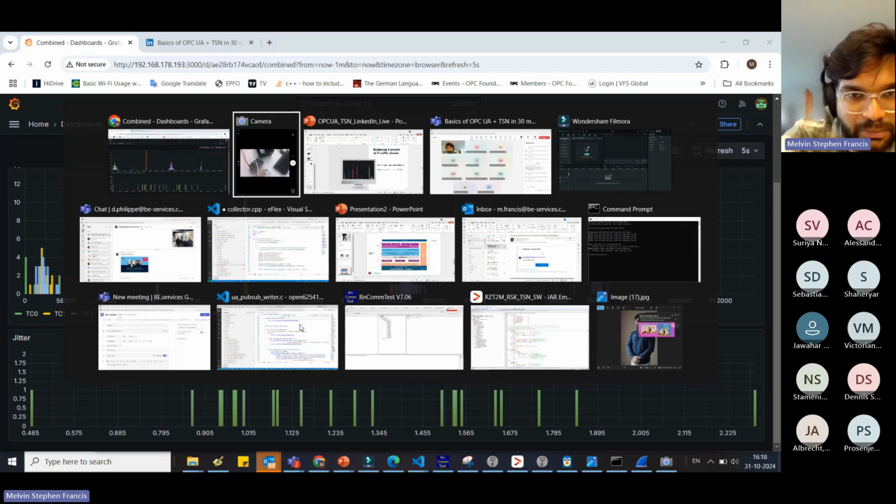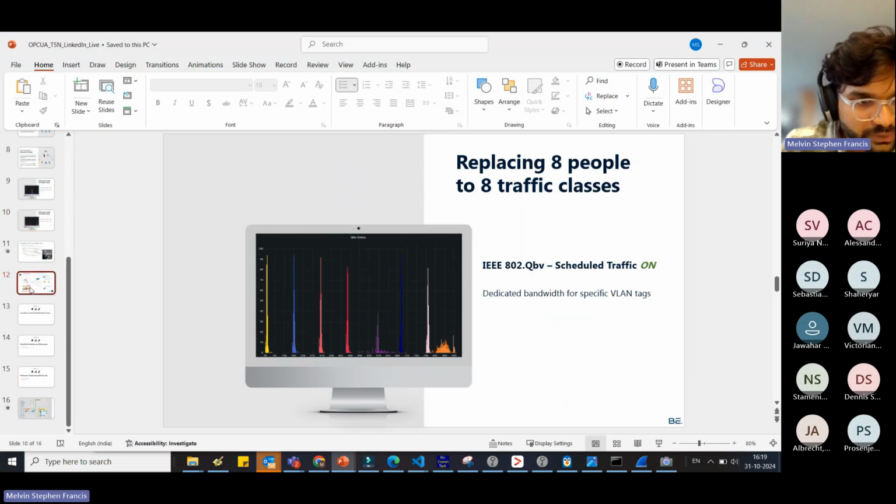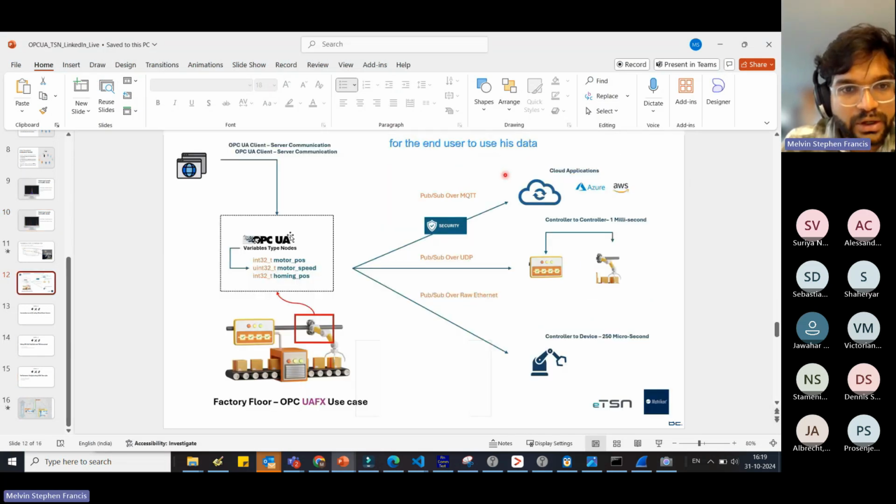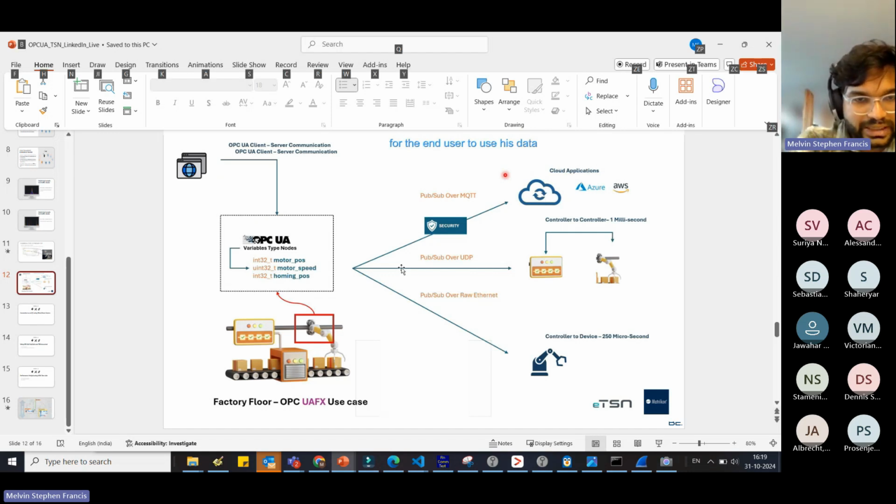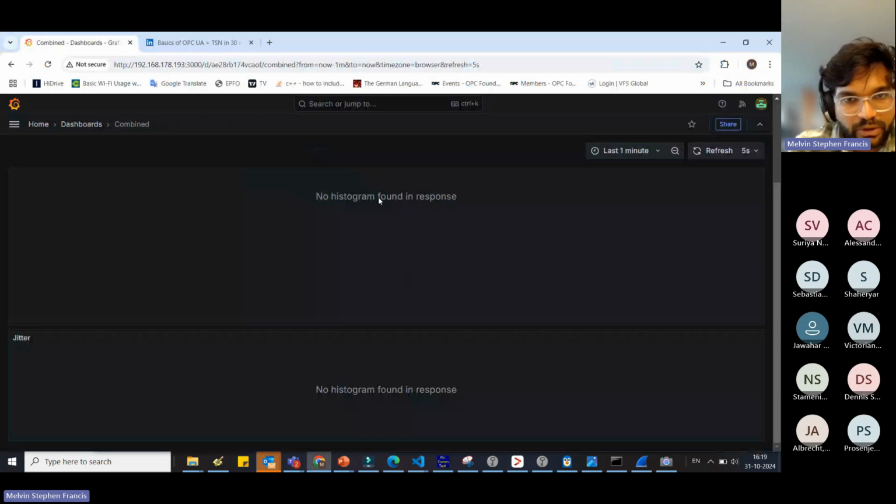So quickly to recap, what we have done so far is we have seen that OPC UA variables can be accessed by client-server communication, and also PubSub over raw Ethernet, PubSub over UDP, and PubSub over MQTT for various purposes, according to the QoS needs of the network. And we also saw an experiment that proves this. Okay, now it's gone. All the packets have gone because it's only the last 1 minute.